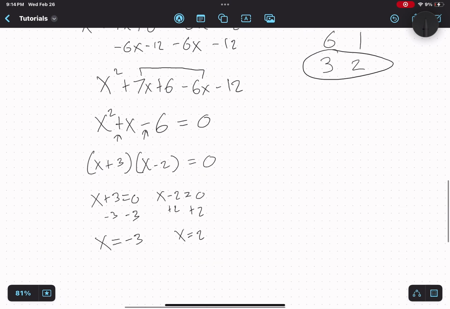So we go back down to the bottom. Do we have an x equals negative 2? No, we don't. So it all checks out. So our answer will be x equals negative 3 and x equals 2.